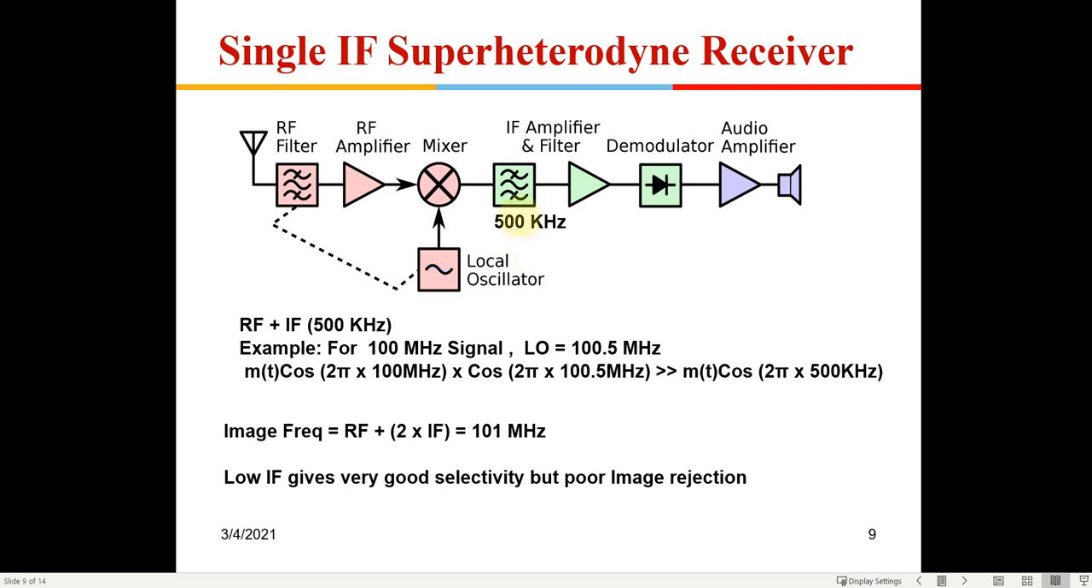But this has a problem called image frequency. Now what is image frequency? Image frequency is nothing but RF plus 2 into IF. In this case, we are tuning for 100 megahertz, but there will be some station transmitting at 101 megahertz also. If you have 101 megahertz coming here, and the local oscillator is tuned to 100.5, then 101 and 100.5 will also give 500 kilohertz.